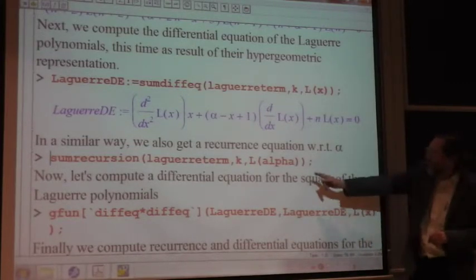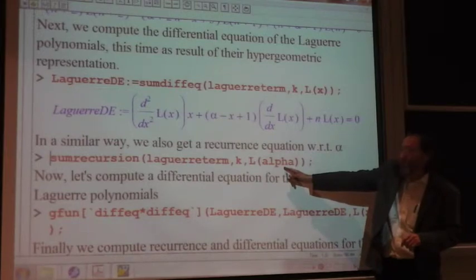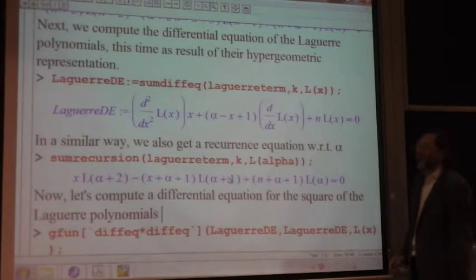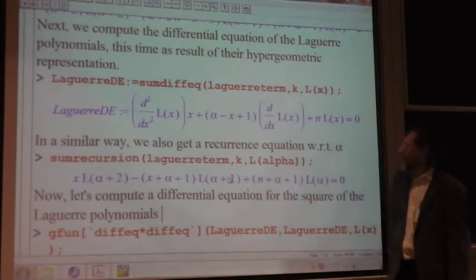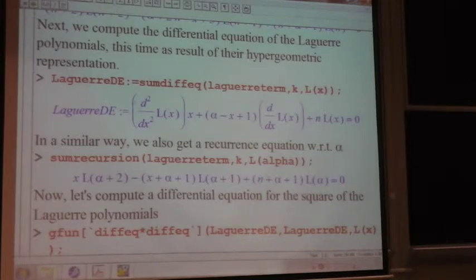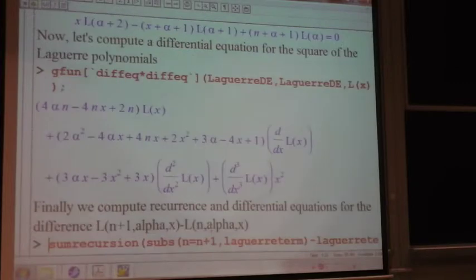Or else, you can also find a recurrence equation with respect to this parameter alpha. No problem if you like. You get this here. It's just a change of the name that you have entered here. Or else, if you have the Laguerre differential equation that you saw before, second order, and you plug it in here twice, then you get the square of the Laguerre polynomials and you find a differential equation for it.